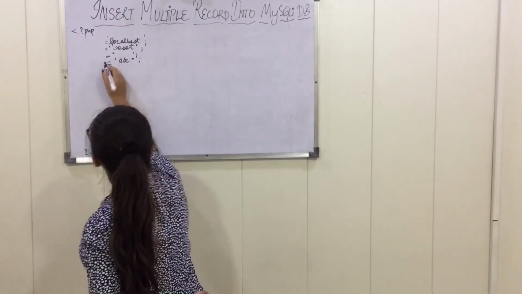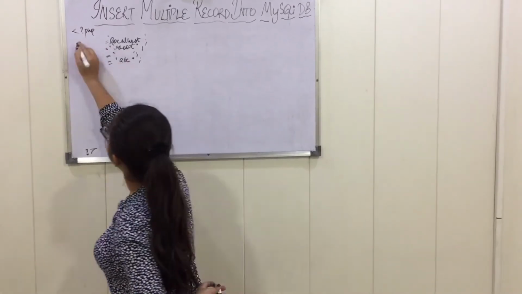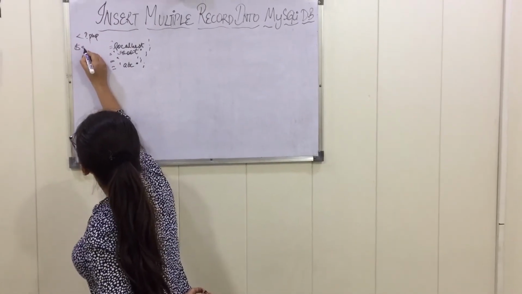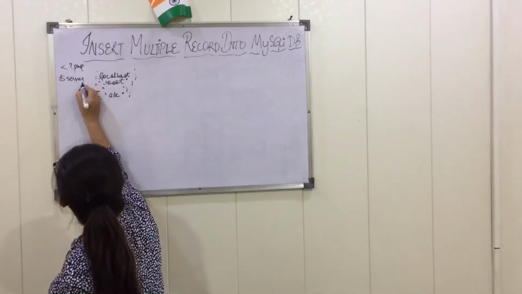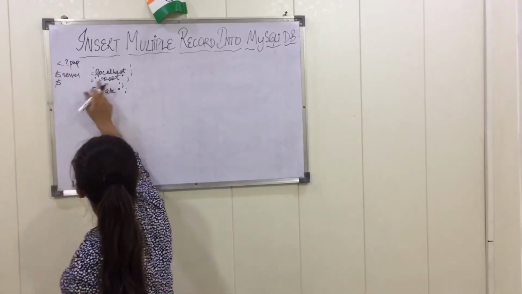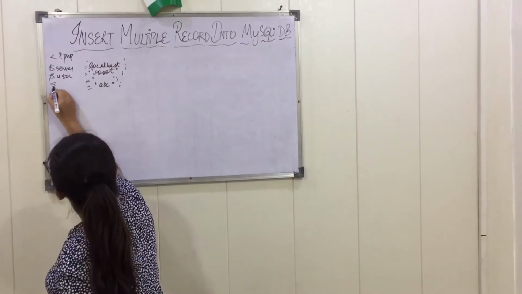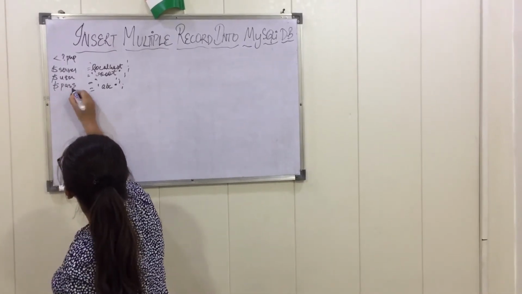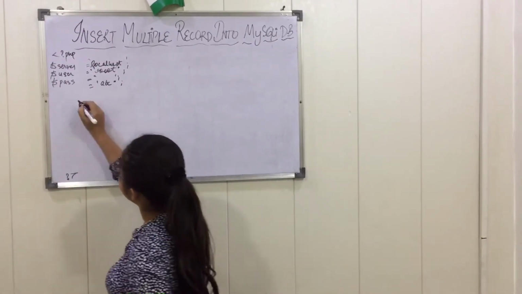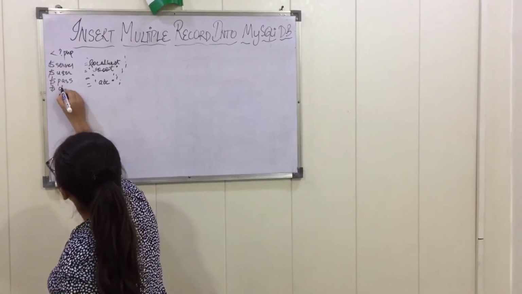Now we'll put these into variables. Localhost is the server name, so we'll write here $server. Next is root, which is the username, so we'll write here $user. Next is the password, so we'll write here $pass. After that, this is the database name, so we'll write here $db.